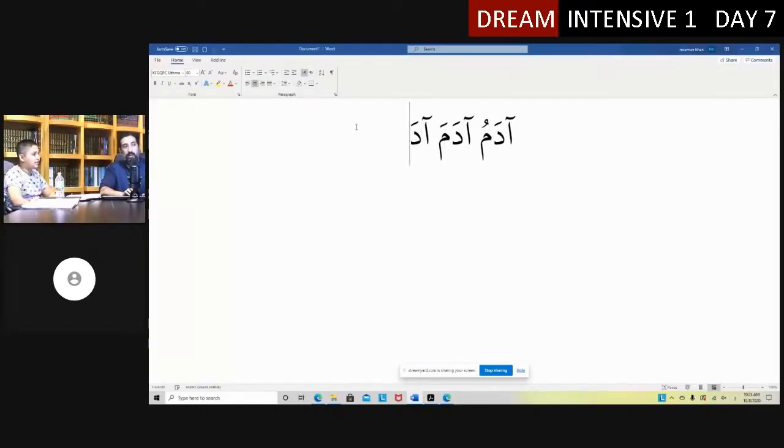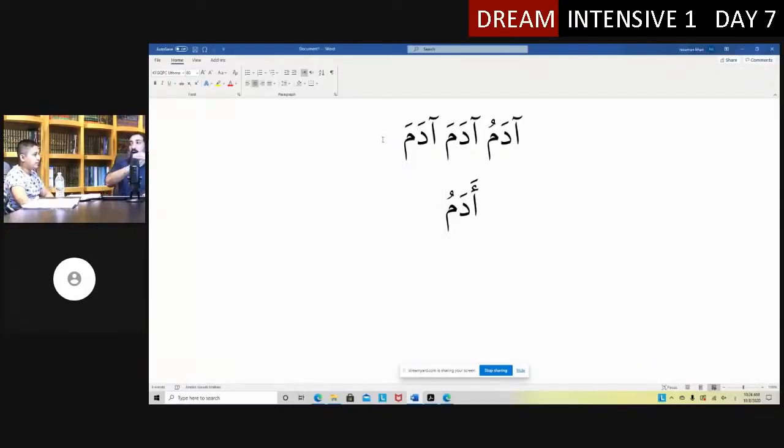Adama and Adama. But Ustad, you said 3 letters. No, hold on. How many alifs are here? Isn't this double alif? Oh, yeah, it is. Because if you say Adamu, that's 3 letters. But if you say Adamu, it's a double alif. How many letters is that? That's 4. That's 4 letters. That's why it doesn't apply.